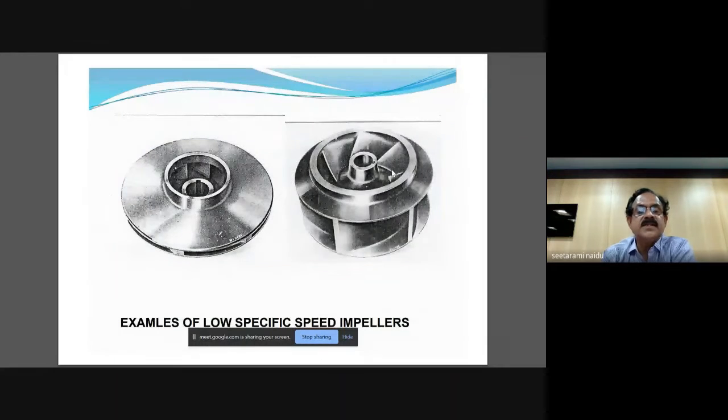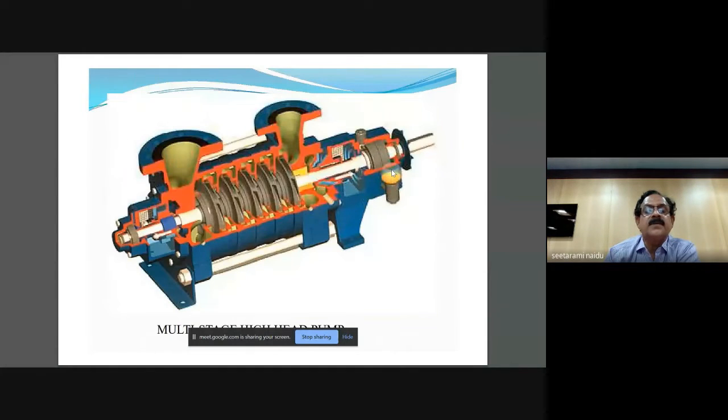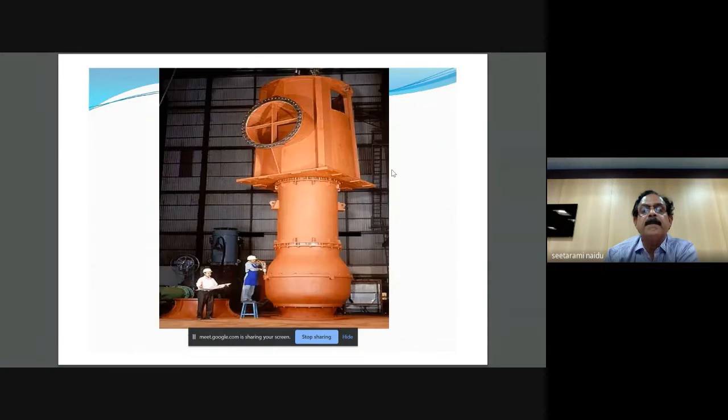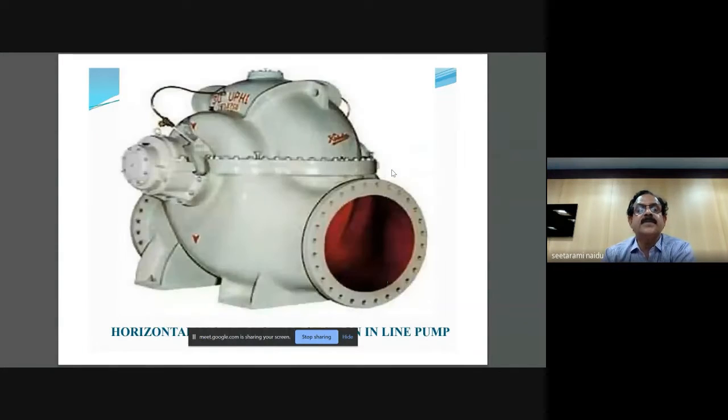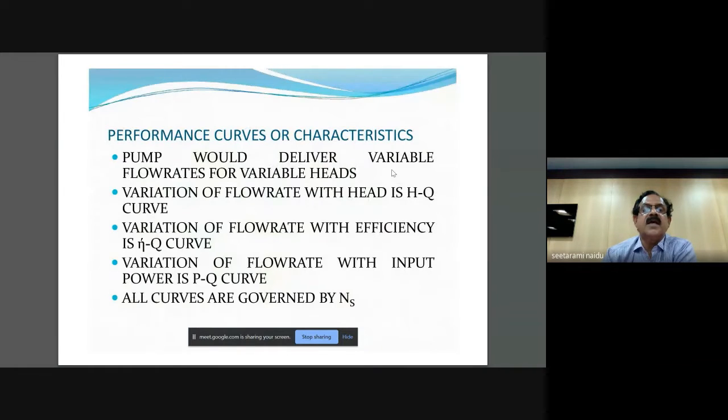You can see this is a high head turbine, and this is a low specific, high specific pump. This is an axial, high specific weight, low specific mixed flow, vertical turbine type of pump impeller. This is a multi-stage high-speed pump, vertical turbine pump, horizontal split casing. Okay, this is the performance curve.